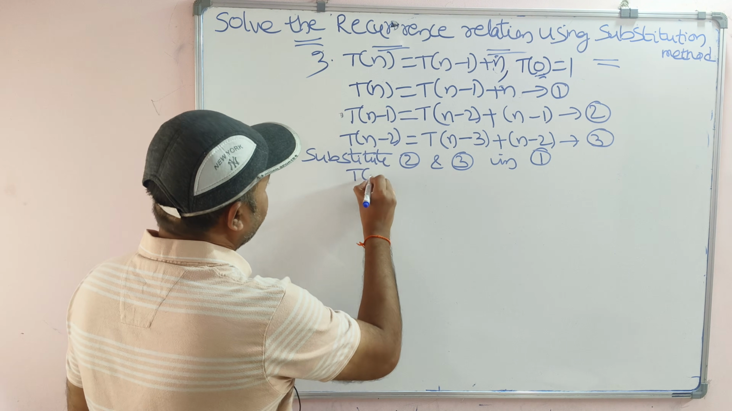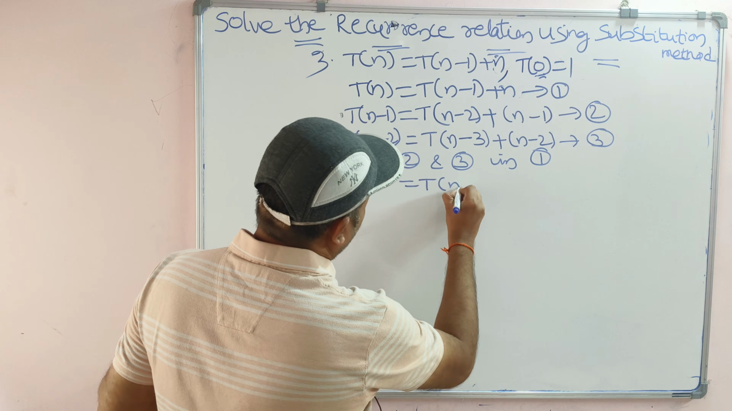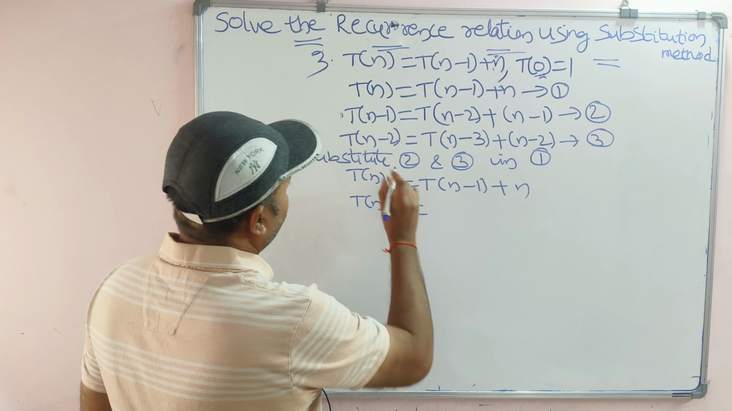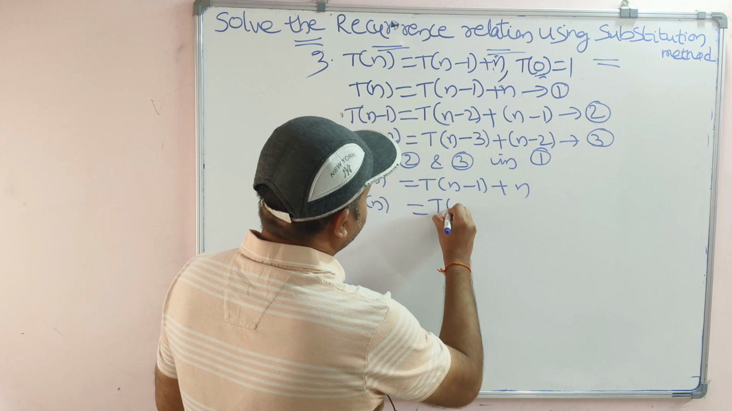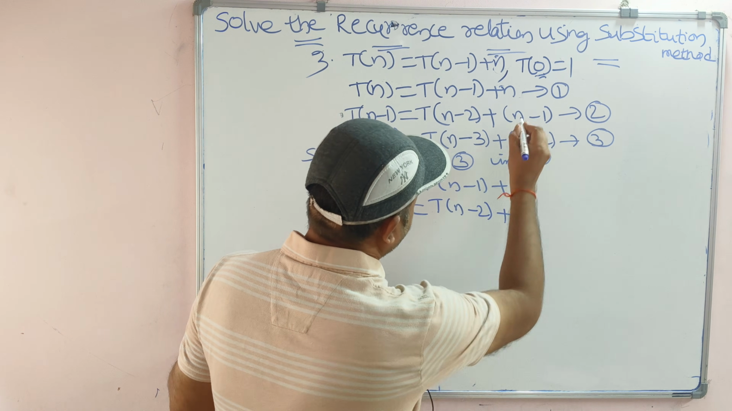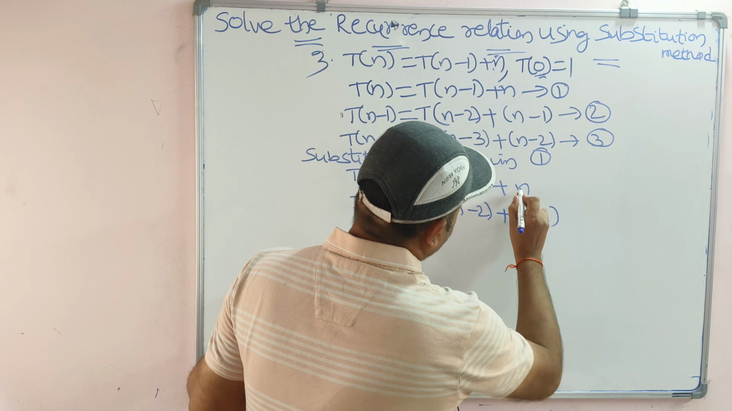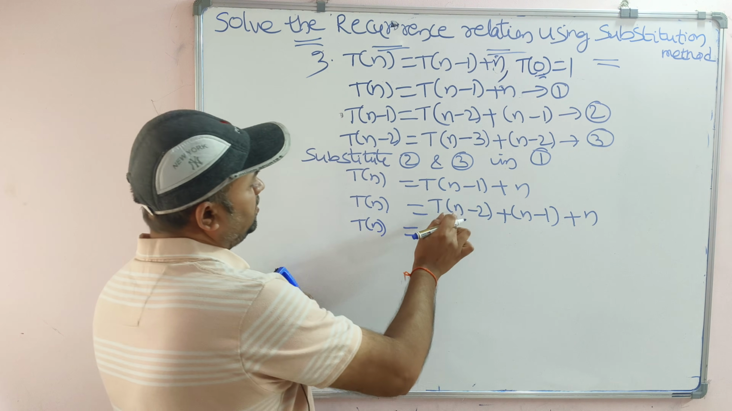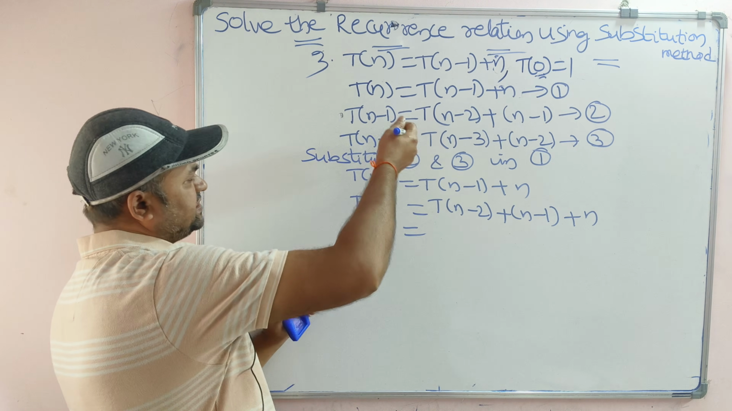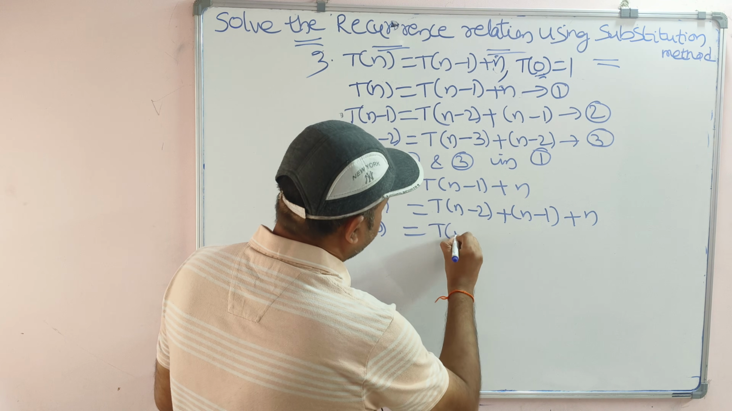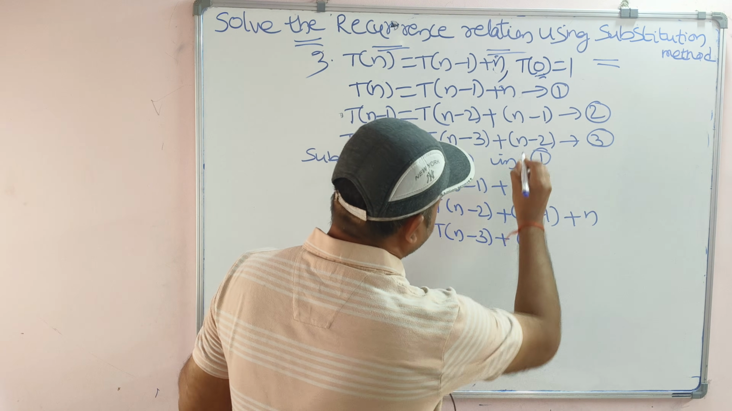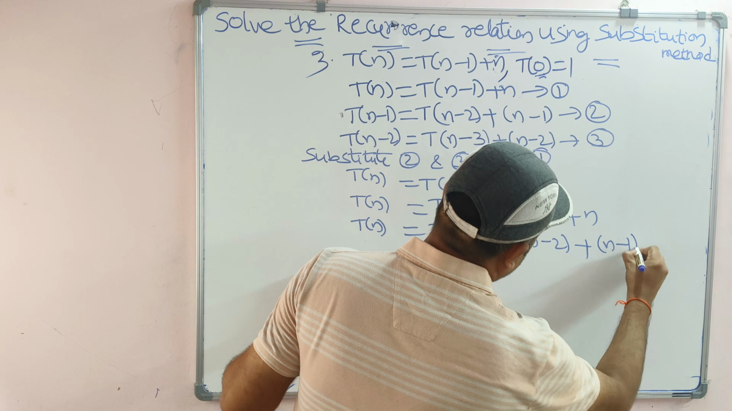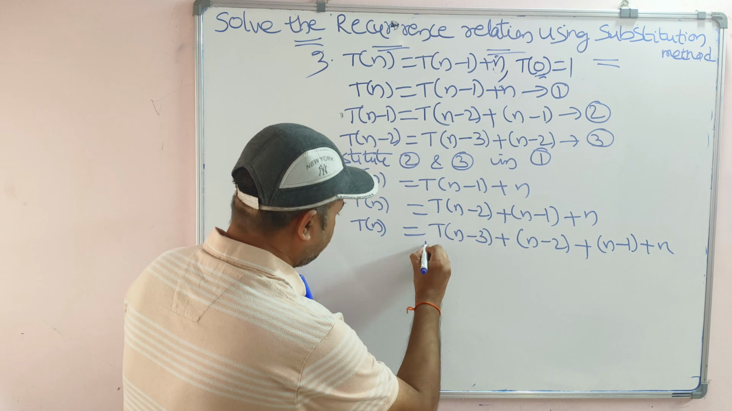So what is equation 1? T of n equal to t of n minus 1 plus n. So t of n equal to, what is t of n minus 1? T of n minus 2 plus n minus 1. Here additionally we have n. Let us write that n. So t of n equal to, now what is t of n minus 2? So let us substitute t of n minus 2 here. So t of n minus 3 plus, here we have n minus 2 plus, here additionally we have n minus 1 plus n. So on.